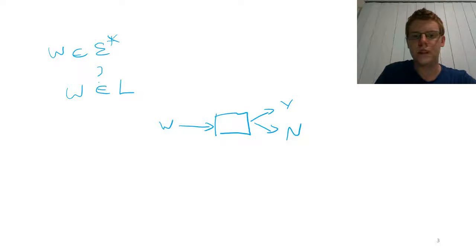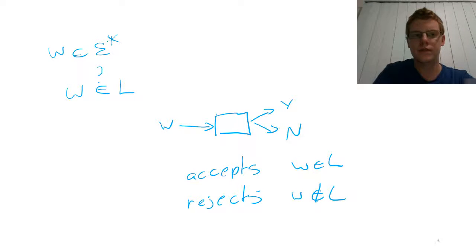When we are building these machines, the terminology we will use is that if a machine returns yes for a string, then it accepts that string. And if it returns no, then that machine rejects the string. So the machine accepts if W is in L and rejects when W is not in L.